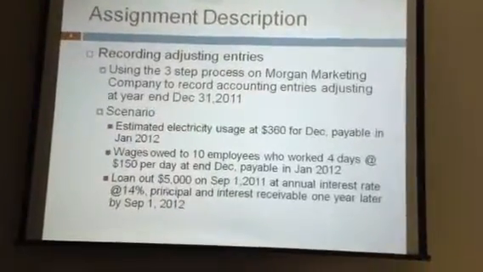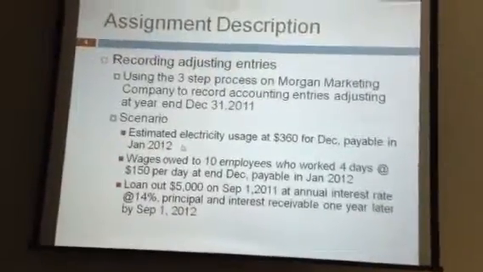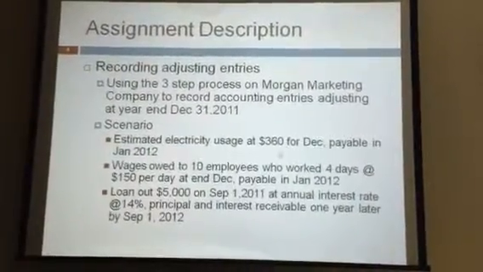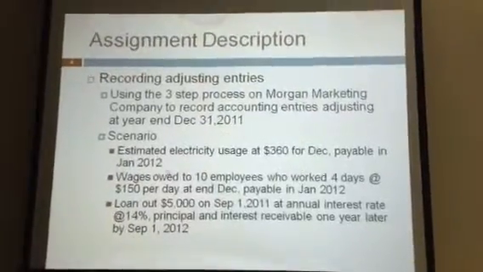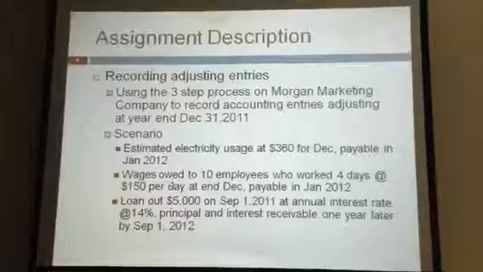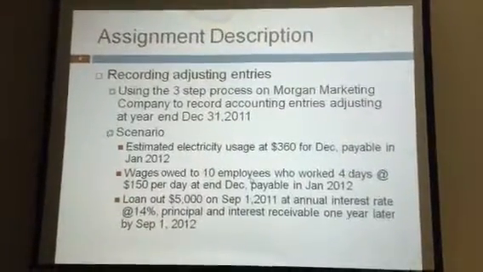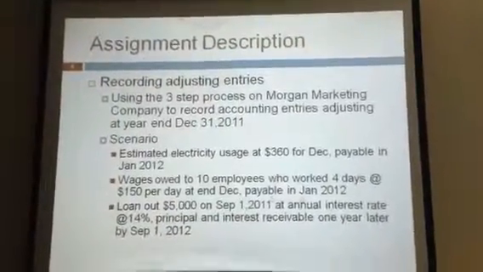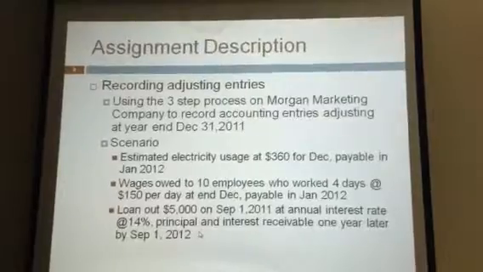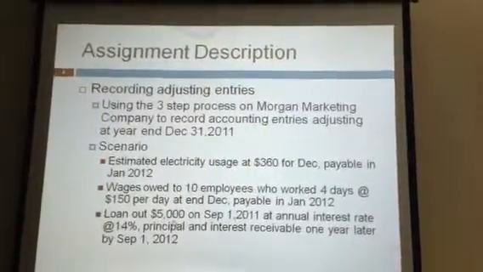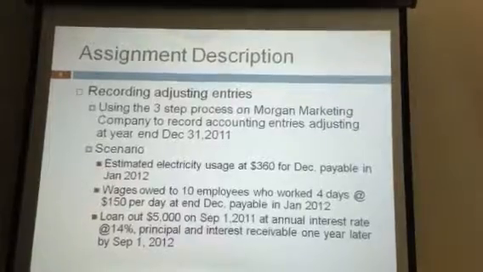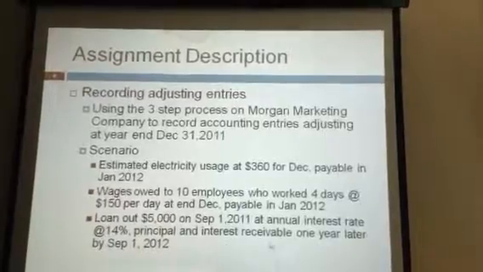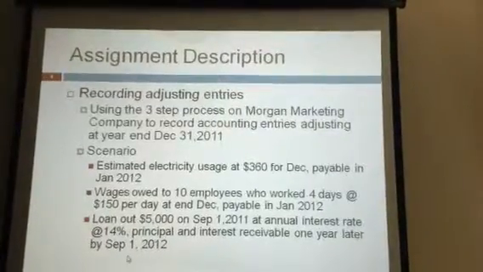There are three scenarios in the assignment. One is to record estimated electricity usage at $360 for December, but payable in January. Second, to record the wages owed to 10 employees working 4 days at $150 per day at the end of December, but payable in January. And lastly, to account for the loan out of $5,000 back in September at the annual interest rate of 14%, with the principal and interest receivable 1 year later on September 1st.